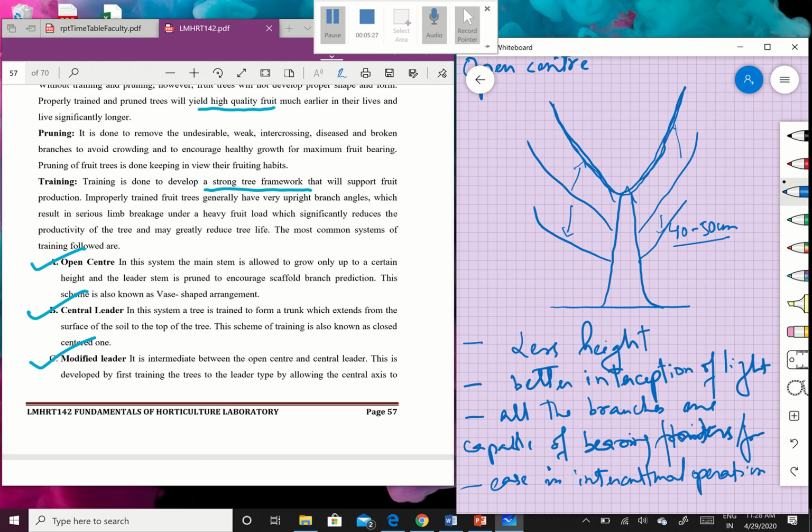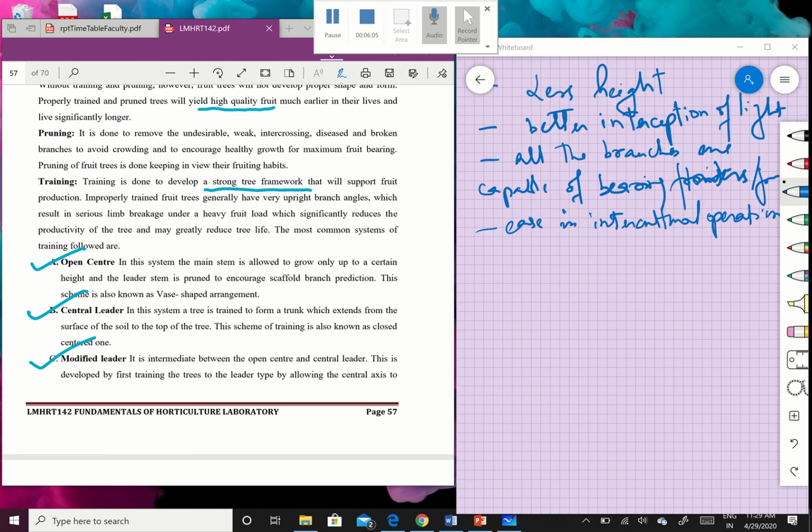In the open center, just remember that when the tree attains a height of 40 to 50 centimeters, we behead it, and we keep only the 4 to 5 branches growing scattered and uniformly with proper spacing, which allow proper light interception and allow all the branches to bear flowers and fruits later on. The trees will be of less height, so maintenance, intercultural operations, and harvesting are easy. This is your open center.